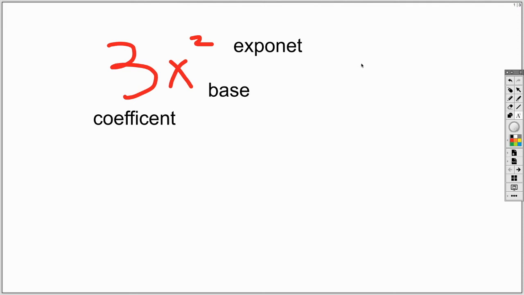Okay. Basically, what all these words really mean is that our base is what we're multiplying every time, right? Then our exponent determines how many times we're multiplying it. So it would be like x times x. Our coefficient is basically a number in front of x. But that is pretty much it for coefficient, base, and exponent.